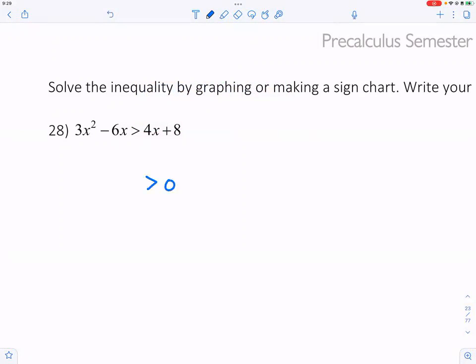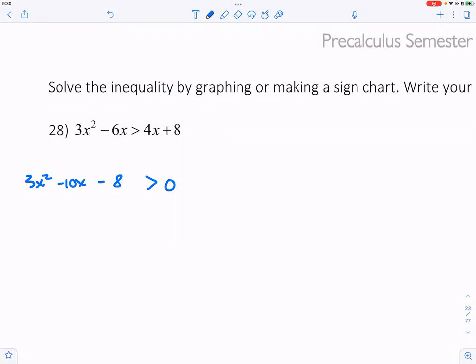So we'll go ahead and subtract 4x and subtract the 8 on both sides so that we can have the right-hand side equal to 0. So we have 3x squared, and then we have minus 10x, and then we have minus 8 on the left.